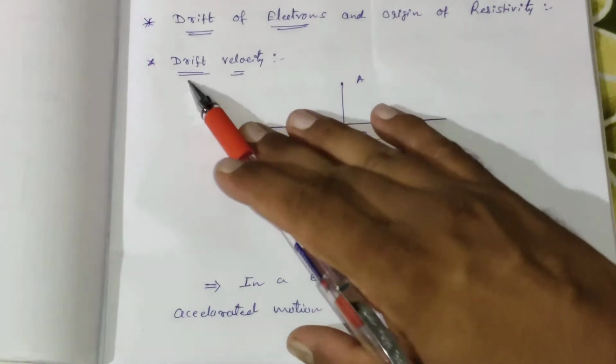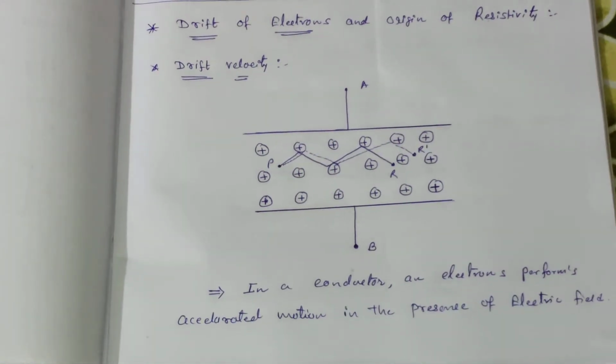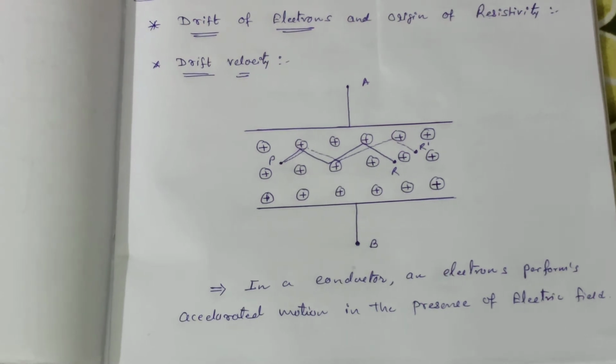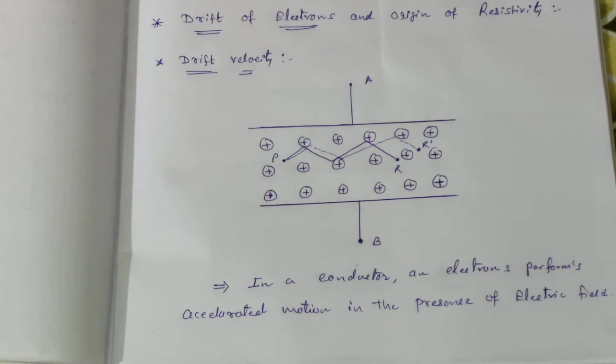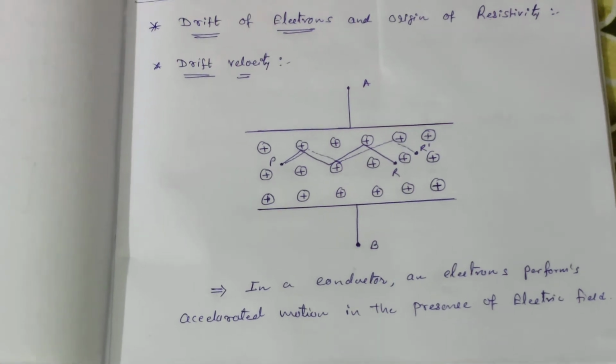Whatever velocity is obtained by this electron, we have to consider as a drift. Whatever velocity is acquired by the electron is indicated as the drift velocity.